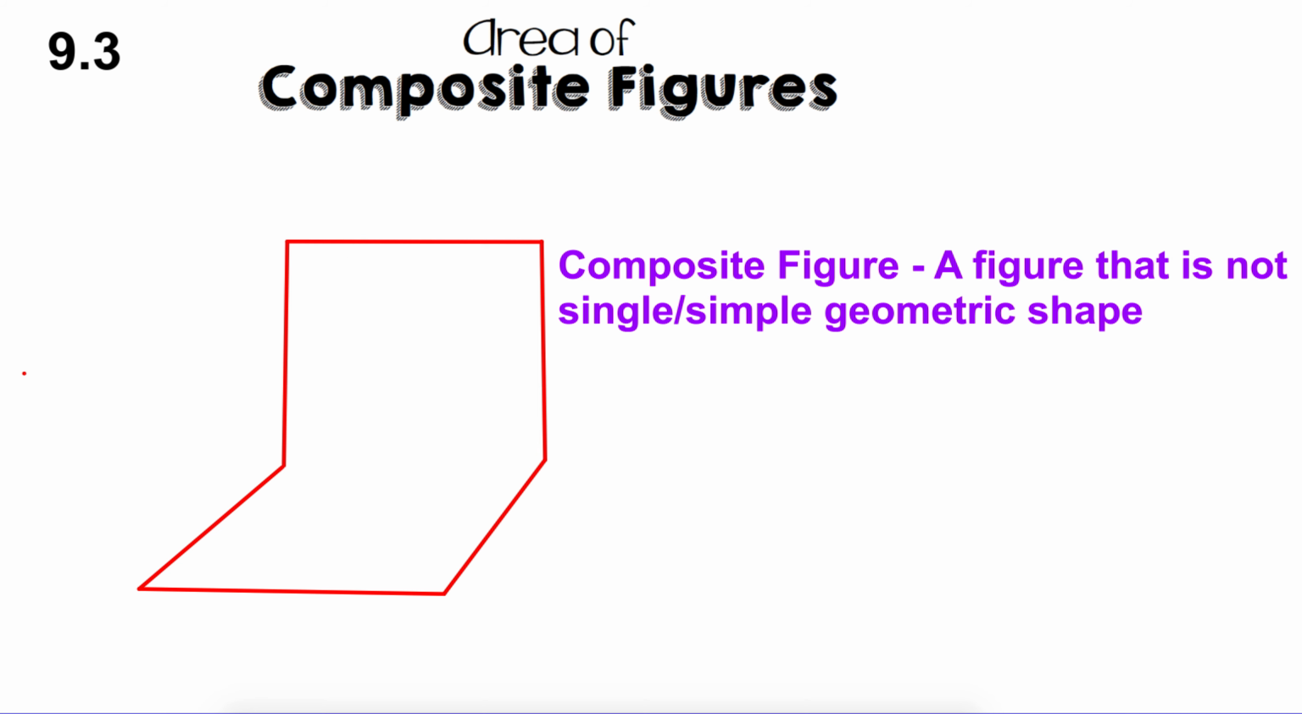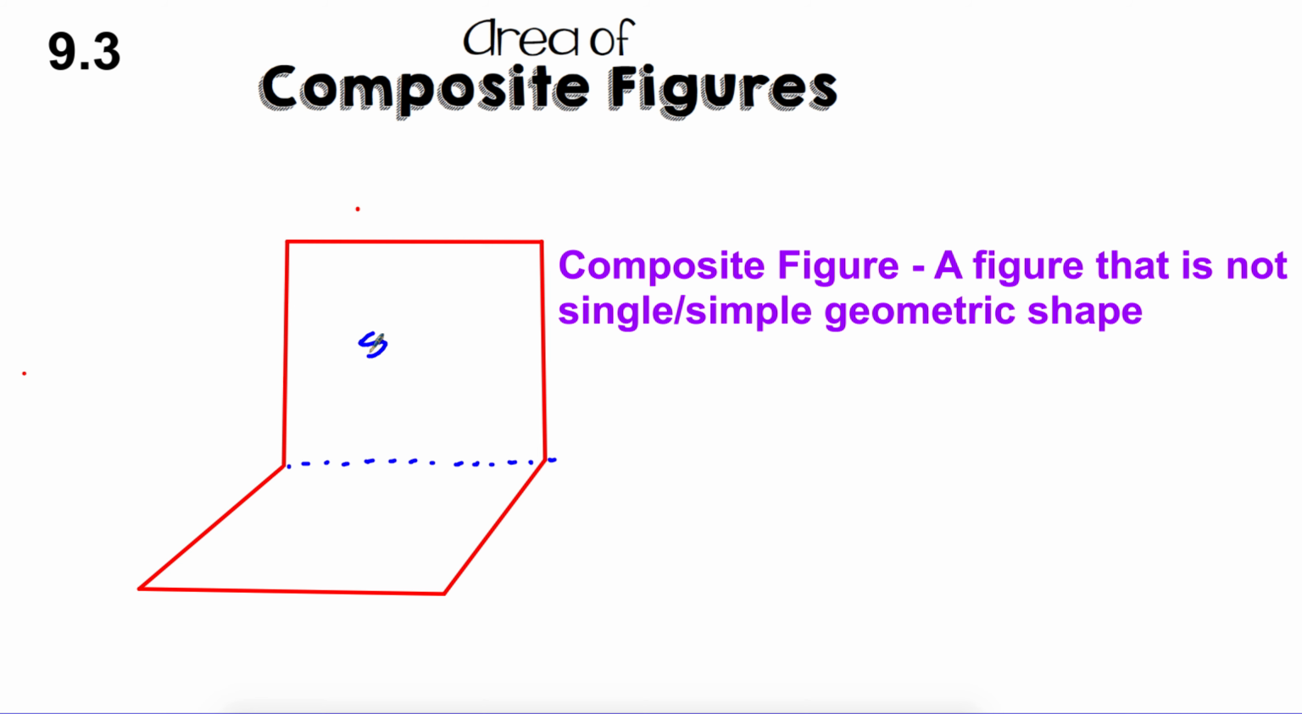Okay, so if you look at this shape right here, this would be a composite figure. And what we're going to do is find the area of these. We're going to use some different formulas. But the cool part about composite figures is they normally can be divided into shapes that we do know.